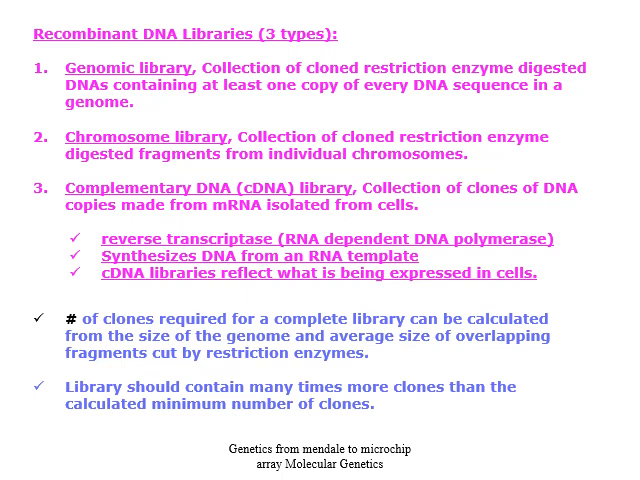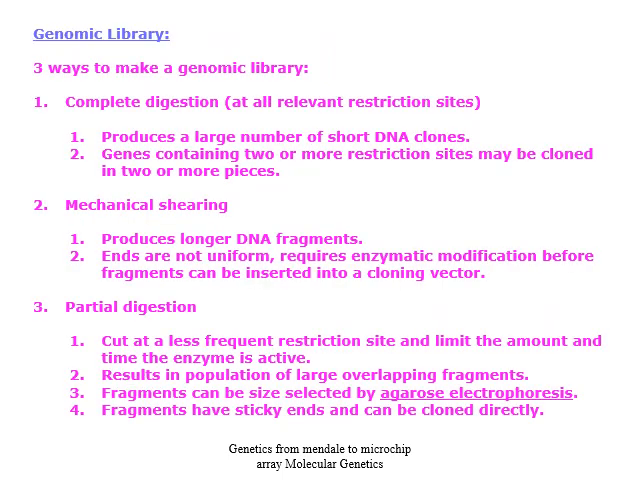The number of clones required for a complete library can be calculated from the size of the genome and the average size of overlapping fragments cut by the restriction enzyme. A library should contain many times more clones than the calculated minimum number. Genomic library: three ways to make a genomic library. Complete digestion at all relevant restriction sites produces a large number of short DNA clones. Genes containing two or more restriction sites may be cloned in two or more places.